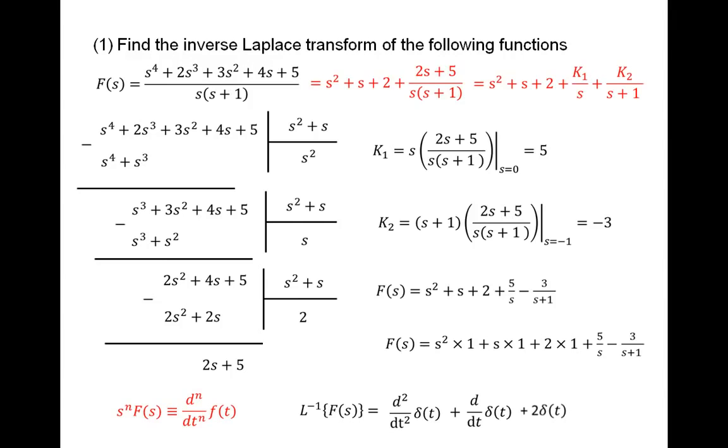Laplace inverse of 5 over s: 1 over s is the step function, and the Laplace inverse of that will be the unit step function. So since we have 5 in the numerator, we will have 5 times the unit step function, and for the minus 3 over s plus 1, we have minus 3 e to the minus t. So the final Laplace inverse of function F of s is in this shape. The most important point for this problem is to know that s to the n times F of s in the Laplace domain is equivalent to nth order differentiation of f of t in the time domain.